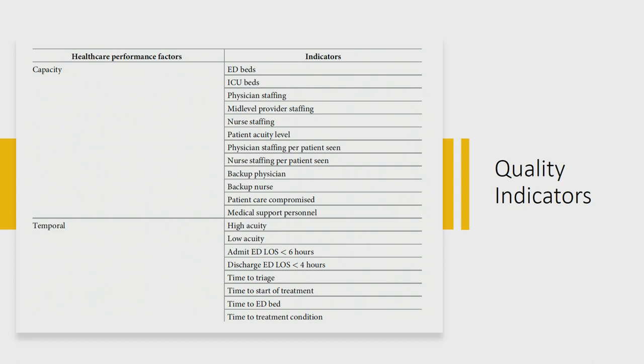how many patients of high acuity or low acuity you have, the admissions to the emergency department, the length of stay overall, or how much time it takes for a patient to be discharged from the emergency, time to triage, like once a patient enters the emergency, how much time staff takes to triage the patient, time to start of treatment, time to ED bed, and time to treatment completion. These are all time-dependent parameters which give insight into the quality of care being given in the emergency department.